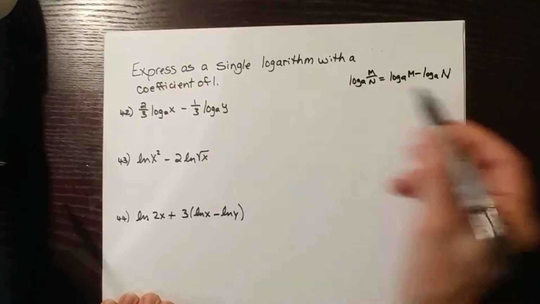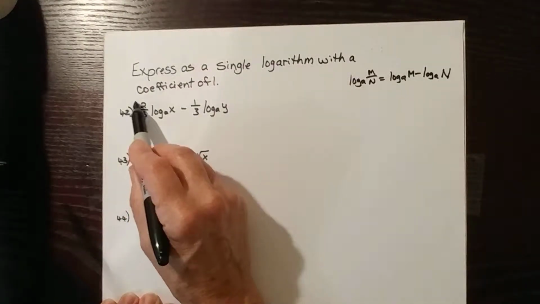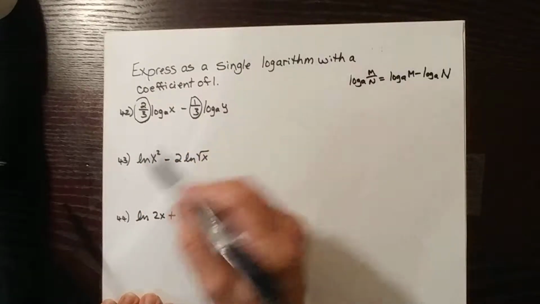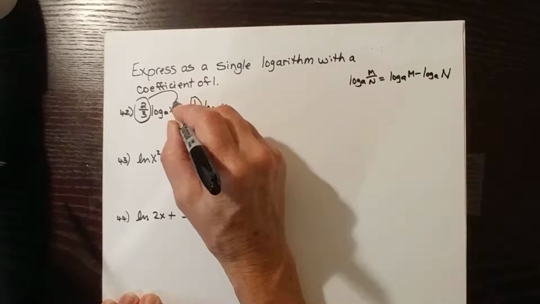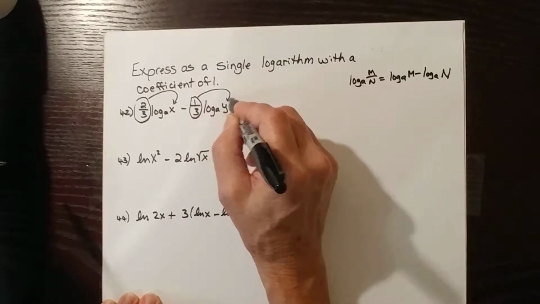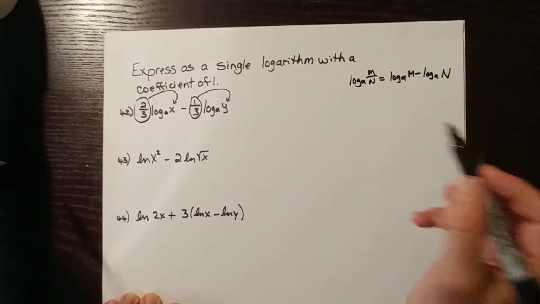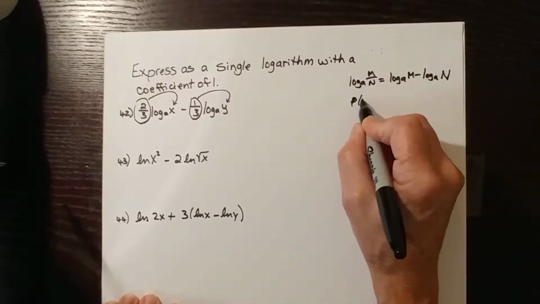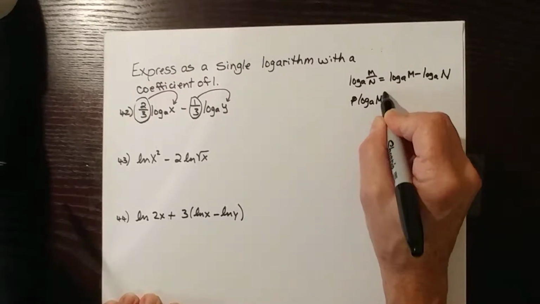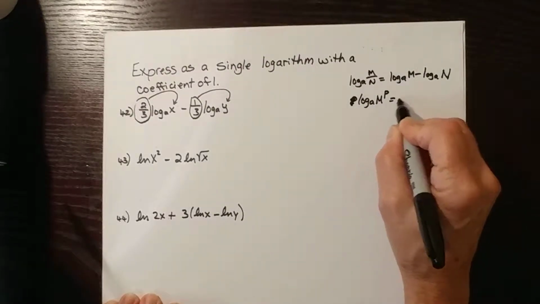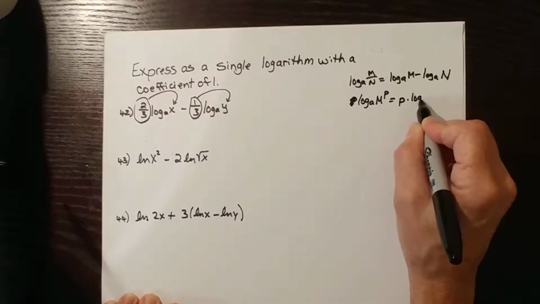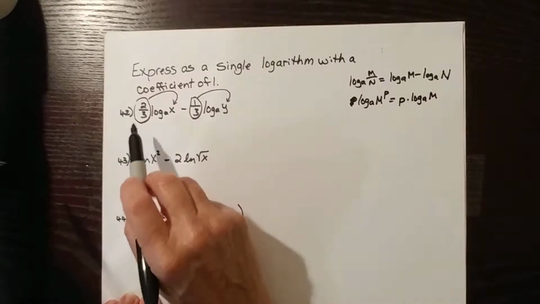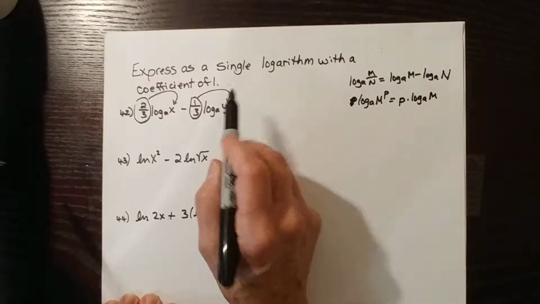But before we can even do that, we have to do something with these coefficients in front. The coefficients in front need to be rewritten. They can be thrown in the back, like into an exponent. That's the power rule. Log base A of m to the p is equal to p times log base A of m. So first thing I'm going to do is use the power rule to put these coefficients, these numbers in front, into the power.